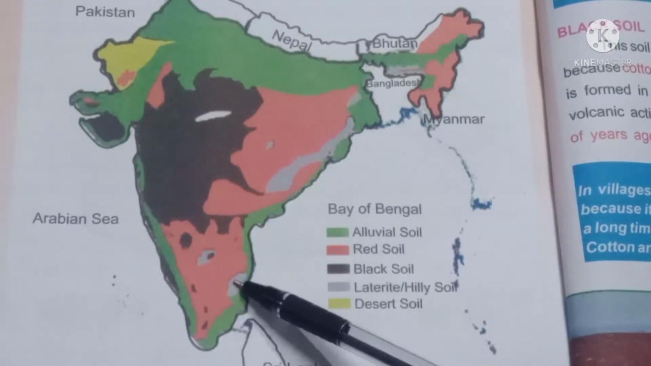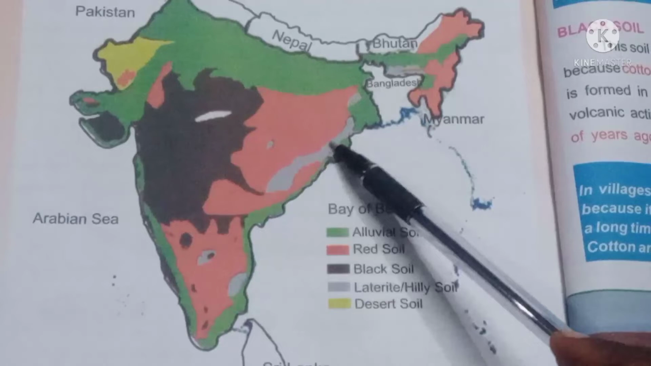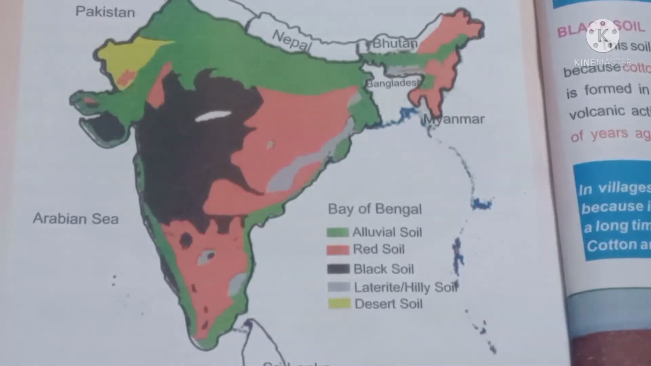What type of plants can grow in this laterite soil? We can see tea, rubber and coffee plantations, and also cashew nuts, pepper, cloves and cardamom grown here. Next we are going to see about the desert soil.